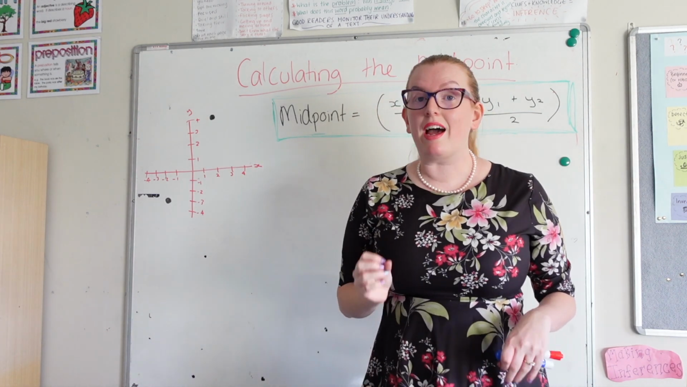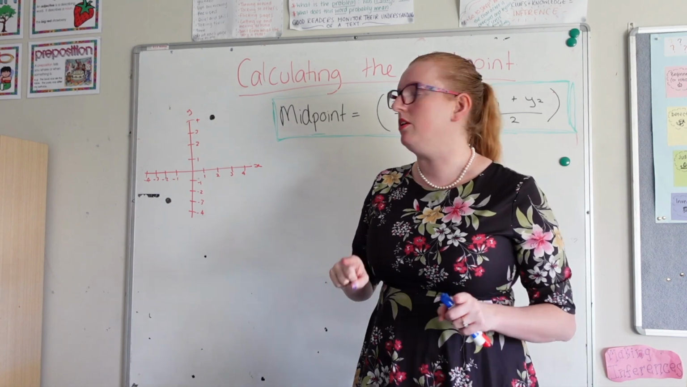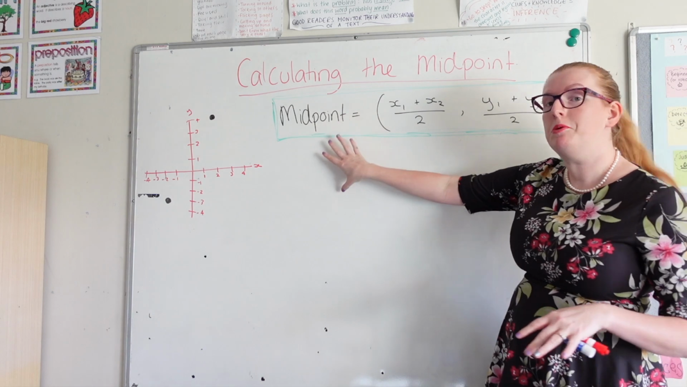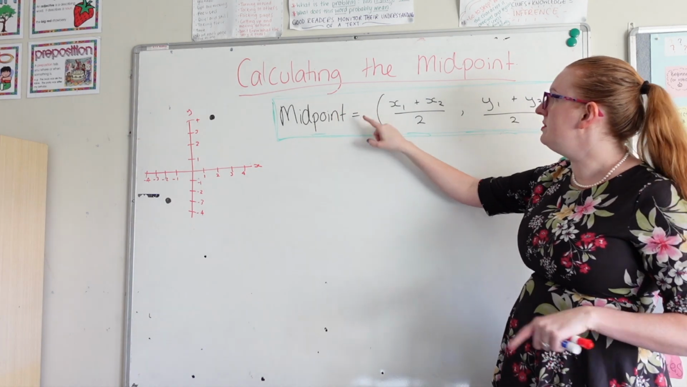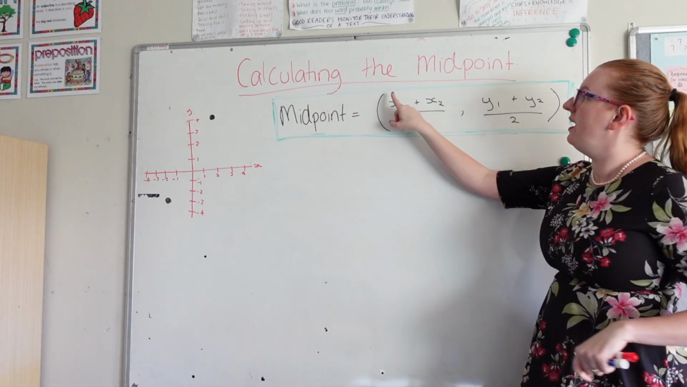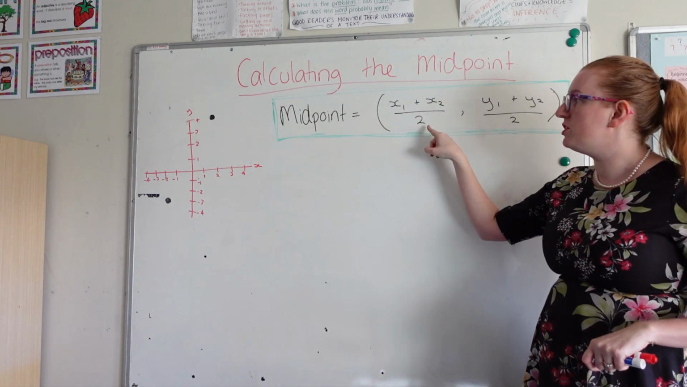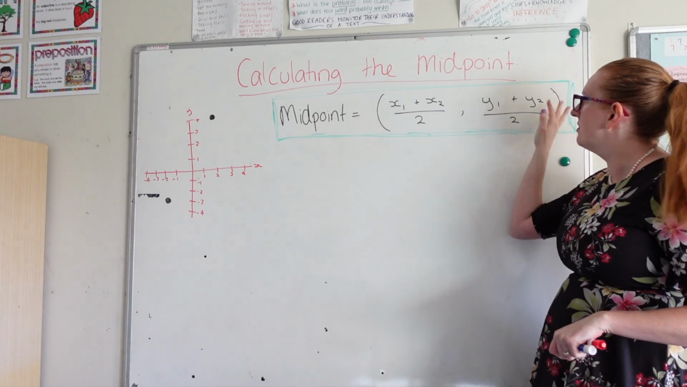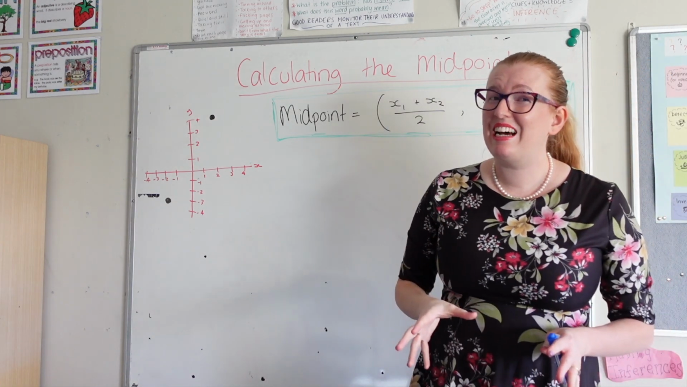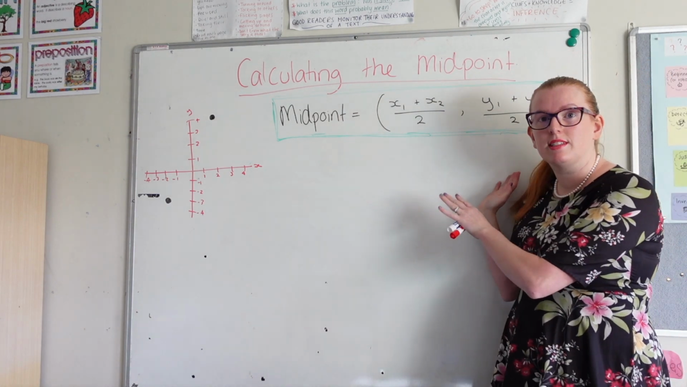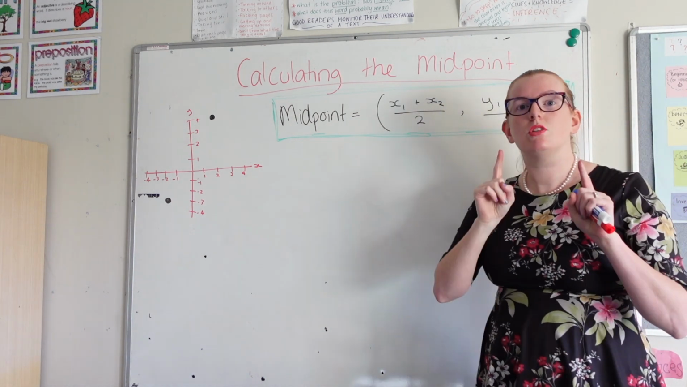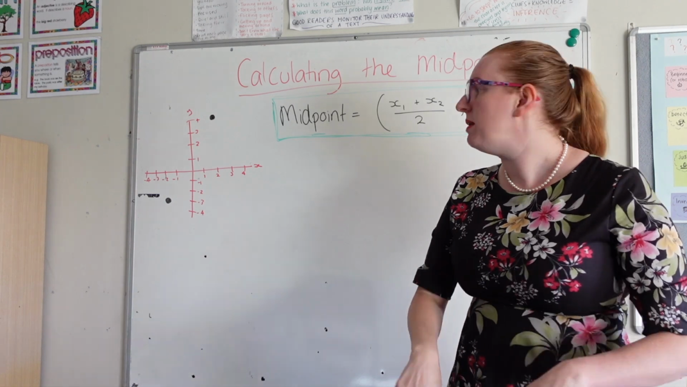So in order to calculate the midpoint, I need to be able to use this formula. The formula is midpoint equals, in brackets, x1 plus x2 over 2, comma, y1 plus y2 over 2, close bracket. Now don't get freaked out by how weird this looks. Yes, it does look weird. There's a lot of random x's and y's in there, but don't panic because I'll show you what they mean.